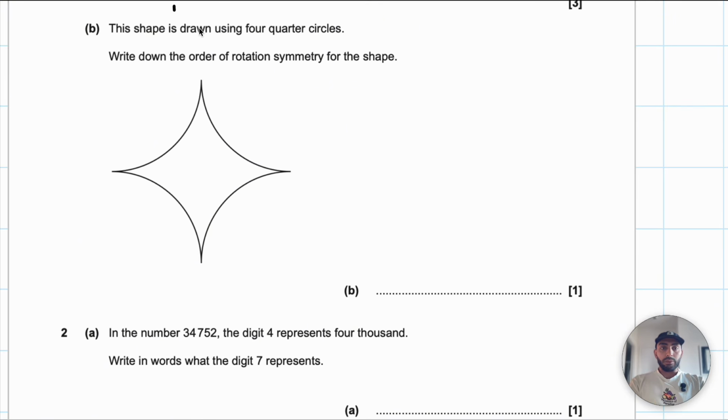Part B. This shape is drawn using 4 quarter circles. Write down the order of rotation symmetry for the shape. Rotation symmetry just means if I rotate it 360 degrees, how many times will it look like this? So it will look like that once, twice, 3 times, 4 times.